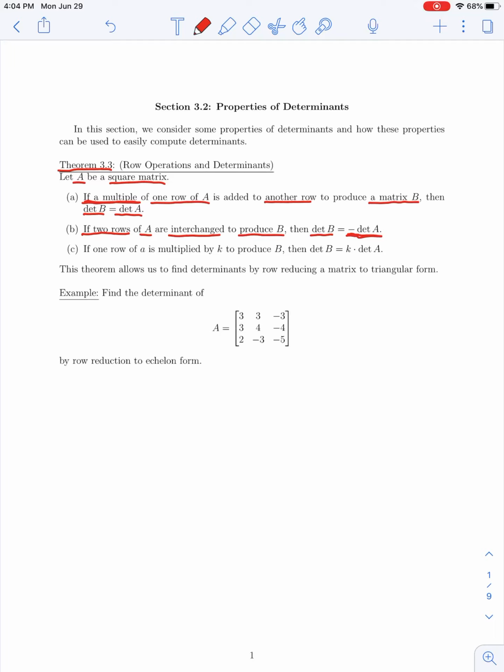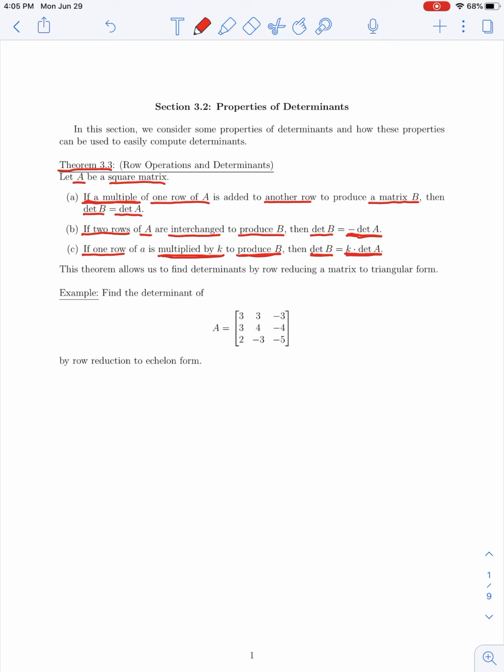So that is, if I interchange two rows of a matrix, that would make the determinant of that matrix change in its sign. And lastly, the third type of row operation is if one row of a matrix is multiplied by a constant k to produce a new matrix B, then the determinant of B is equal to k times the determinant of A. So if I multiply a row by some constant k, then I have to factor that constant k out from the determinant of the matrix that I had begun with.